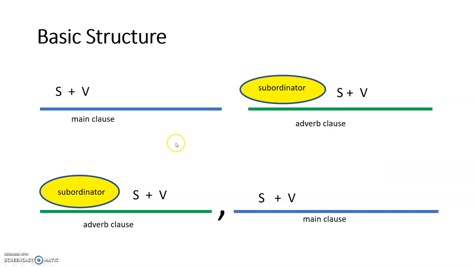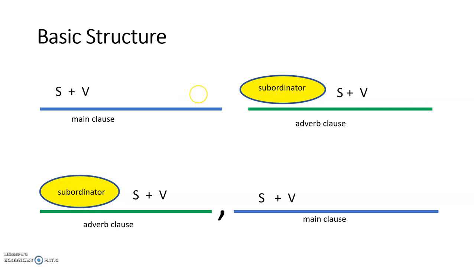So the basic structure you can see here is a main clause connected to an adverb clause. I've got the main clauses marked in blue, the adverb clause in green. Remember, the adverb clause is a dependent clause. Remember, every clause in English has a subject and a verb. So I have those here too, but of course there would probably be other words also in the clause.